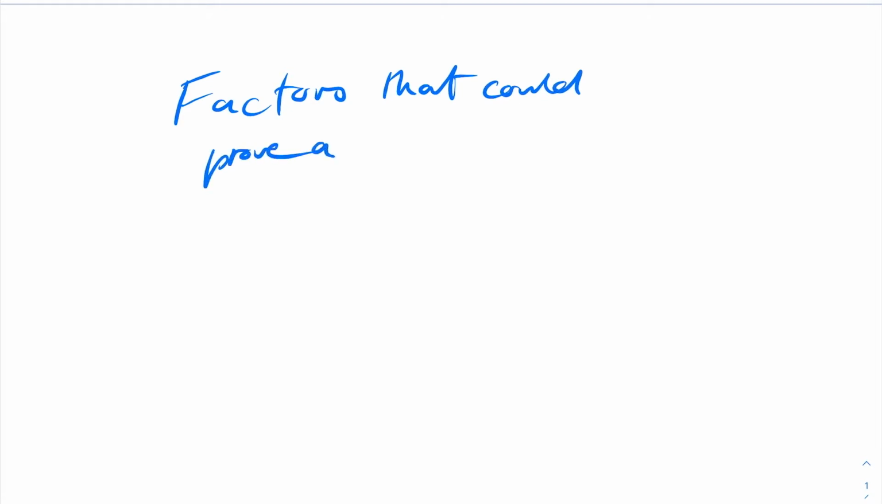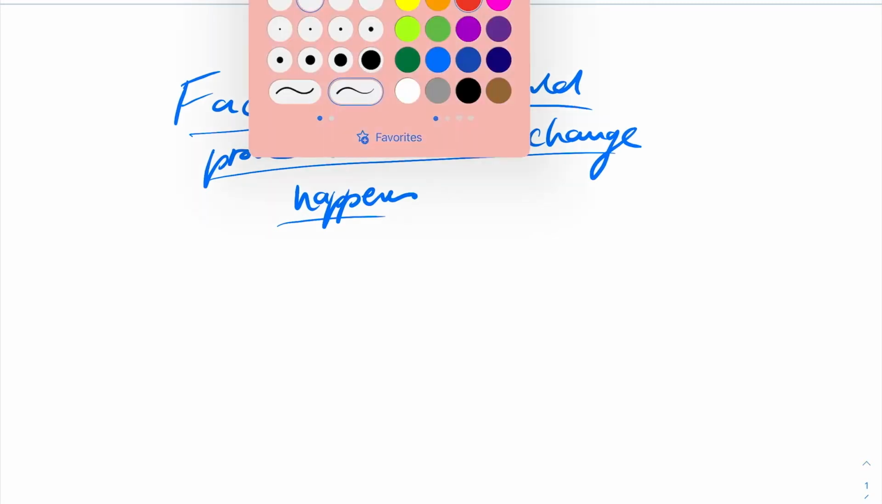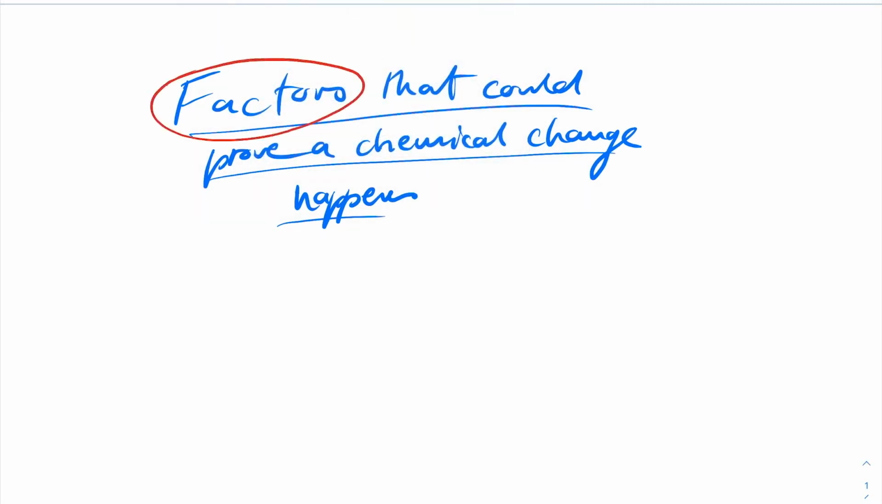The first one has to do with figuring out how we can tell whether a chemical change has happened or not. So I'm just going to list those factors that could prove a chemical change happens. Doesn't mean that if these things happen, there was definitely a chemical change. And all of these factors are things that you can observe.